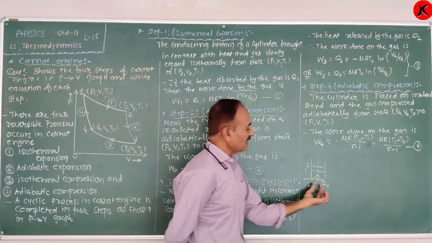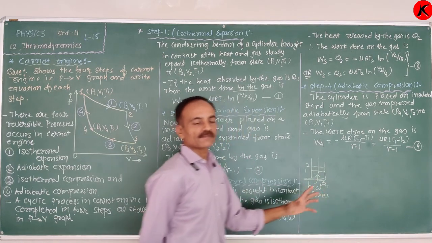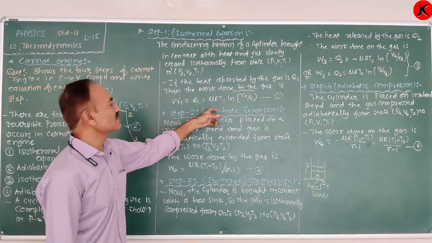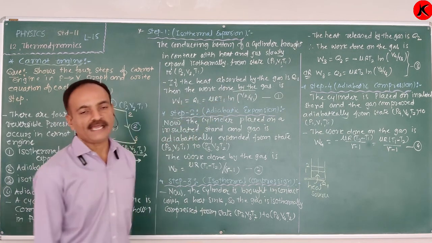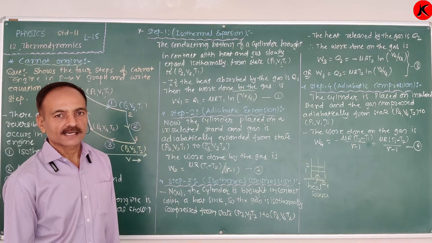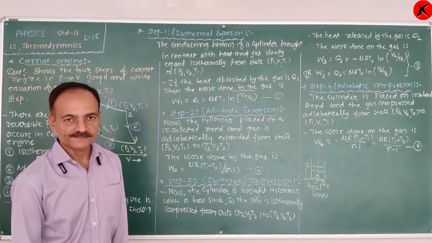If the heat absorbed by the gas is Q1, therefore the work done by the gas, W1, is equal to Q1, which is equal to mu R T1 ln V2 upon V1. Clear? That is the first step.